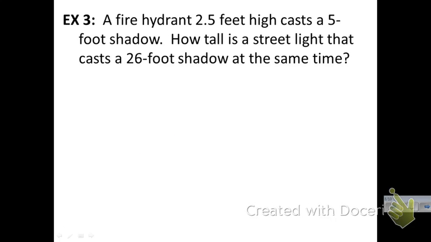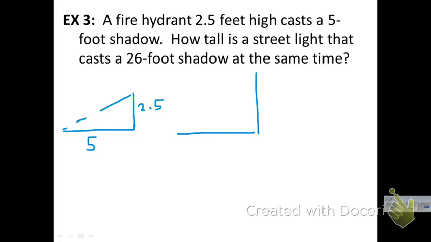Okay, so this says we have a fire hydrant 2.5 feet high. I'm not going to draw a fire hydrant, but I'll draw something here. It says that it's 2.5 feet high. It casts a 5-foot shadow. We also have a street light. It's a lot taller. That casts a 26-foot shadow at the same time. We want to know how tall that street lamp is, or street light.